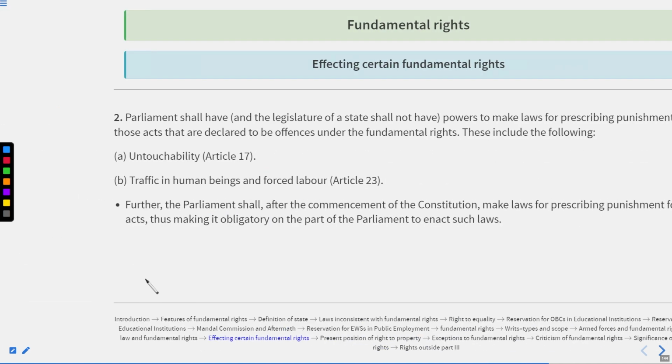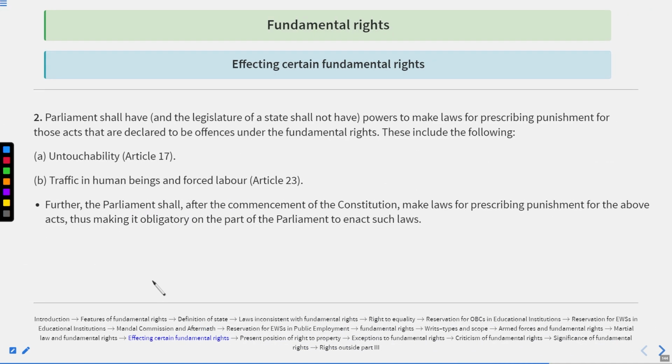Like we had seen, the executives by their own and even the state legislatures could not declare any area a disturbed area and impose martial law. This power basically vested with the Parliament of this country. Okay. Thereafter, the Parliament shall have, and the state legislatures shall not have, the powers to make laws prescribing punishment for those acts that are declared to be offences under the fundamental rights, so that uniformity could be ensured throughout the country.